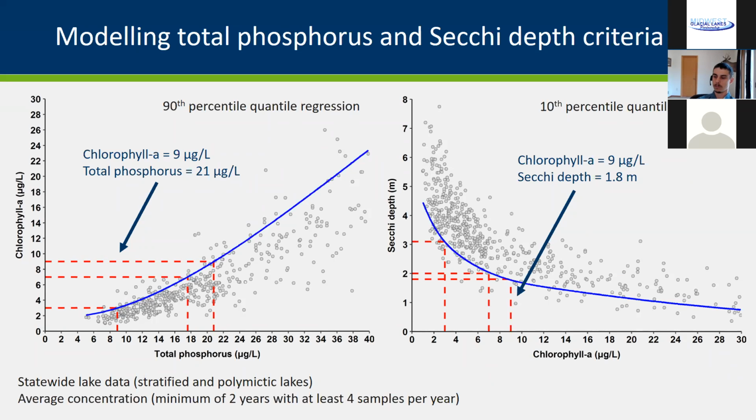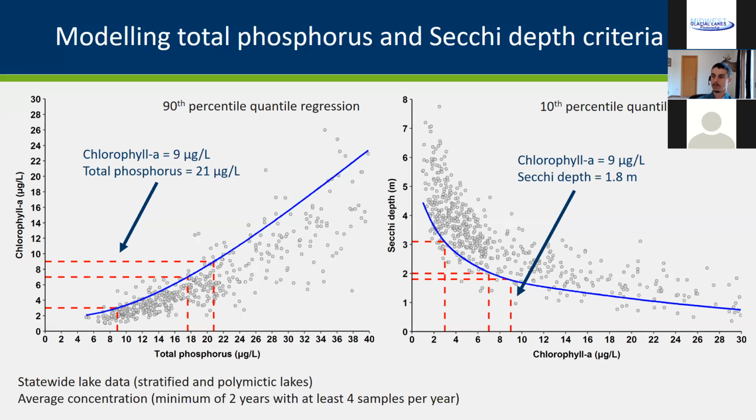Secchi depth is a little bit different. Secchi depth is used as an indicator of chlorophyll-a. So it's more important when we don't have enough chlorophyll-a data. And Secchi depth is nice because you can collect a lot of that data cheaply. We have volunteers collecting that information. And again, we can interpolate a Secchi depth value from that chlorophyll-a of 9. In this case, it would be 1.8. And what this means is, for lakes that have a Secchi depth of 1.8, 90% of those are going to exceed that 9 micrograms per liter of chlorophyll-a, and so they should likely be listed.